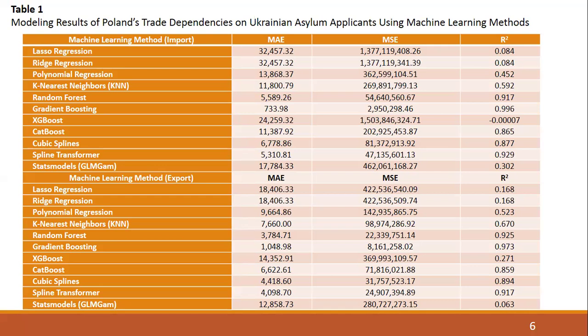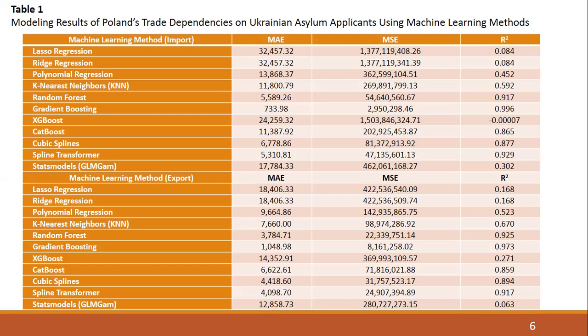Various machine learning methods were used to analyze the dependencies between Poland's imports, exports, and the number of Ukrainian asylum applications in the country. The choice of methods was based on the need to account for nonlinear relationships between variables that traditional linear models cannot capture. To achieve the best results, it was necessary to test different approaches, including both simple and complex models, for accurate prediction and pattern detection in the data.